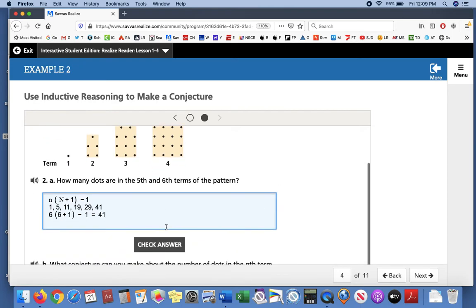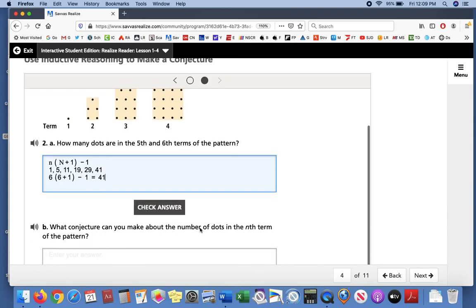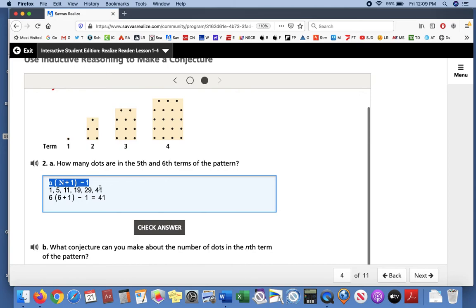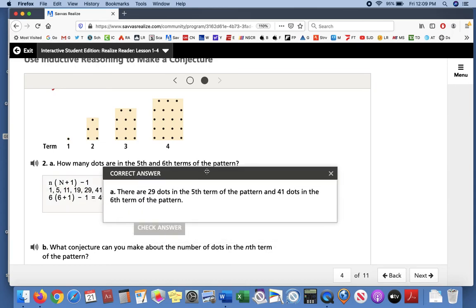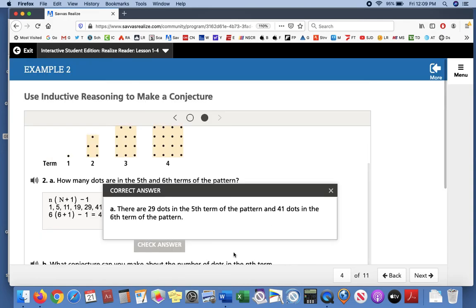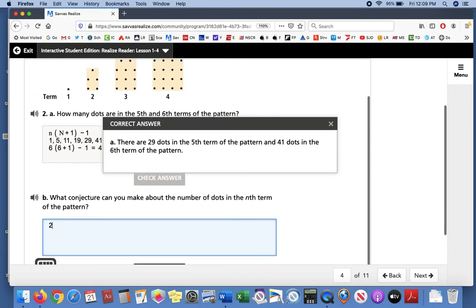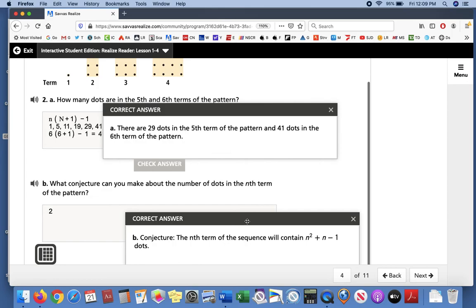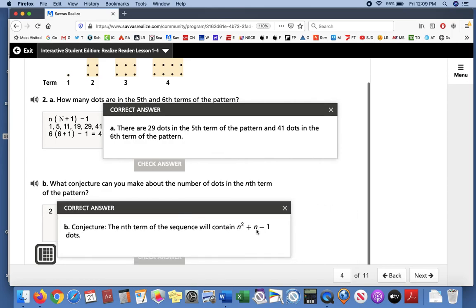Except I answered the second part here. What conjecture can you make about the number of dots in the nth term? That's my answer right here. I already did that. For some reason I did that first. But my two answers are 29 and 41, and then this thing here. They say it's 29 and 41, and for the formula, I forgot, they probably distributed and combined like terms. Yep, they did. n squared plus n minus 1, which is what I have, except I didn't distribute and combine like terms. So, there it is.